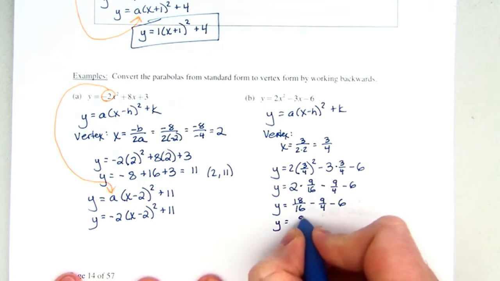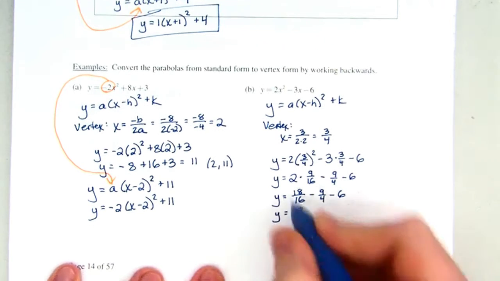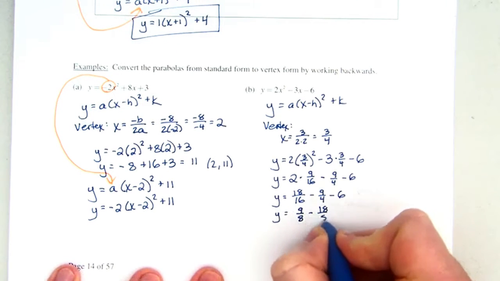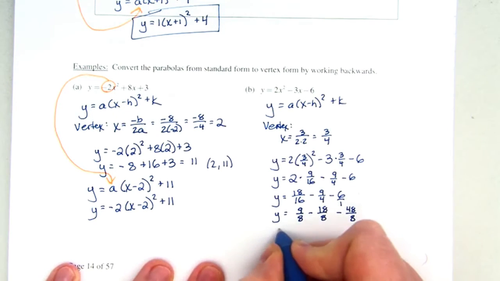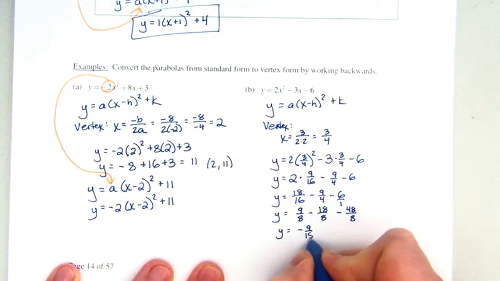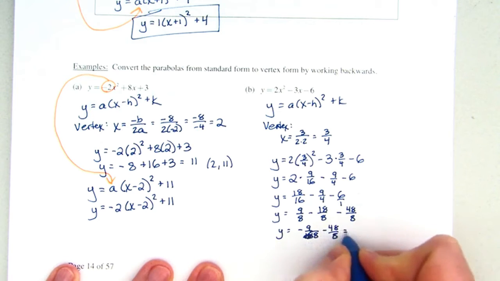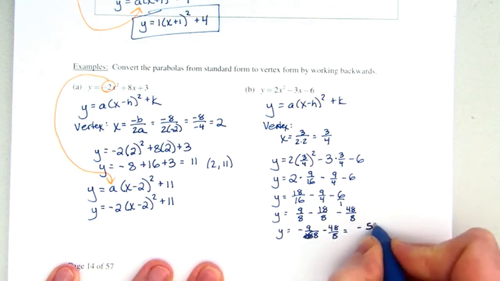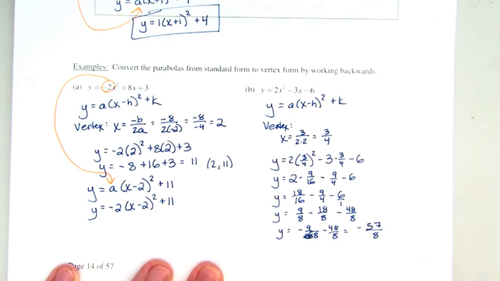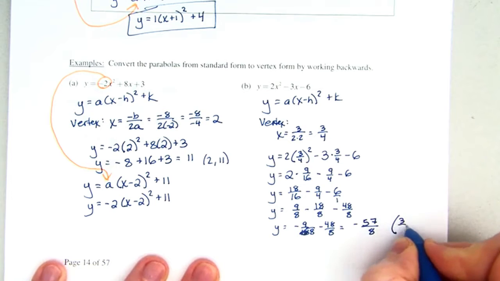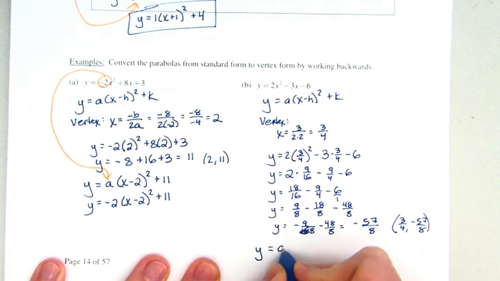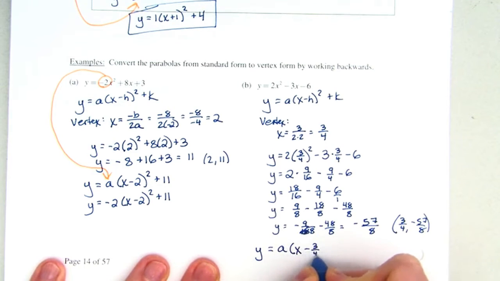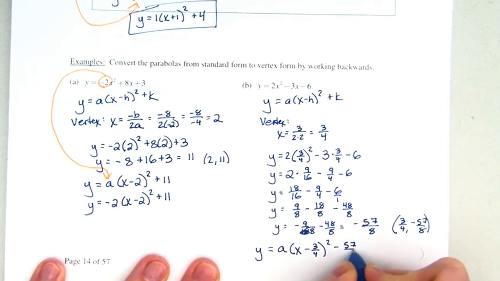Y is going to equal, let's see, 9/8. So I'm going to make 8 my common denominator. 9/8 minus 18/8 minus 48/8. Let's see, negative 9/8 minus 48/8. Negative 9 minus 48 is negative 57, I think. I hope. So the vertex is 3/4 comma negative 57/8. So y equals, let's see, a times x minus 3/4 squared minus 57/8.